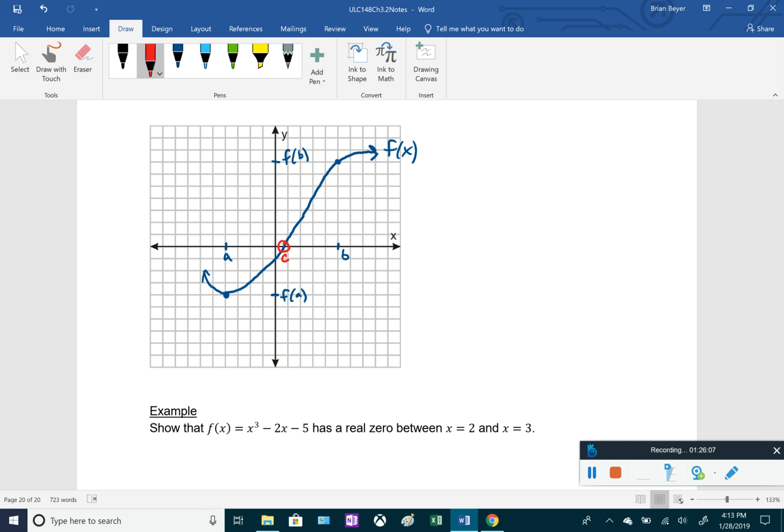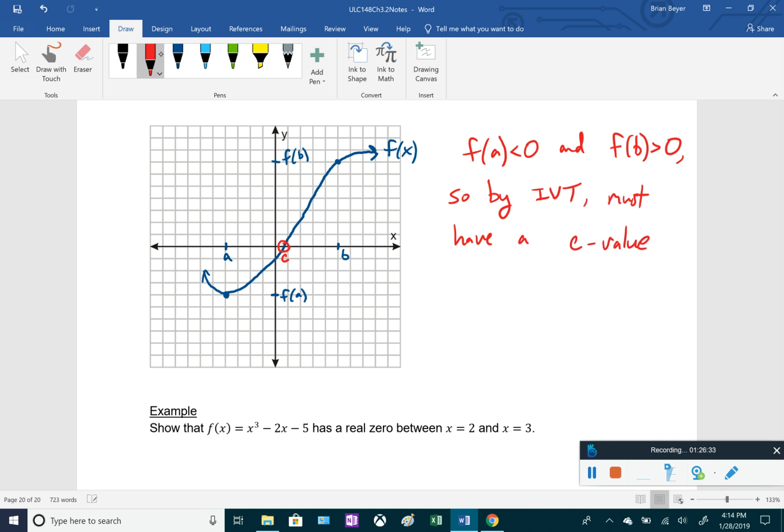So what we could say here is f of a is negative and f of b is positive. So by the intermediate value theorem, we must have a c value such that f of c is 0.